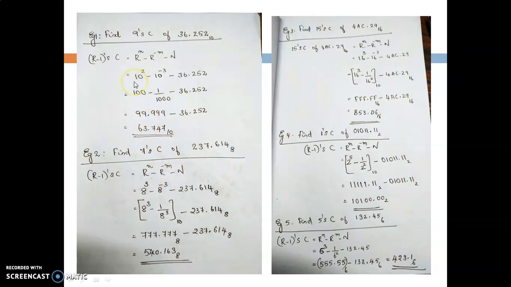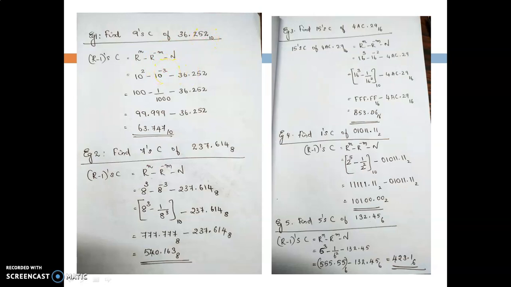Your base is 10 because it is the decimal number system. 10 raised to n, where n represents the number of digits in the whole number part. 36 contains 2 digits, so it is 10 raised to 2, minus, again base 10 raised to the number of digits in the fractional part, which is 3 here. So you are putting 10 raised to minus 3.